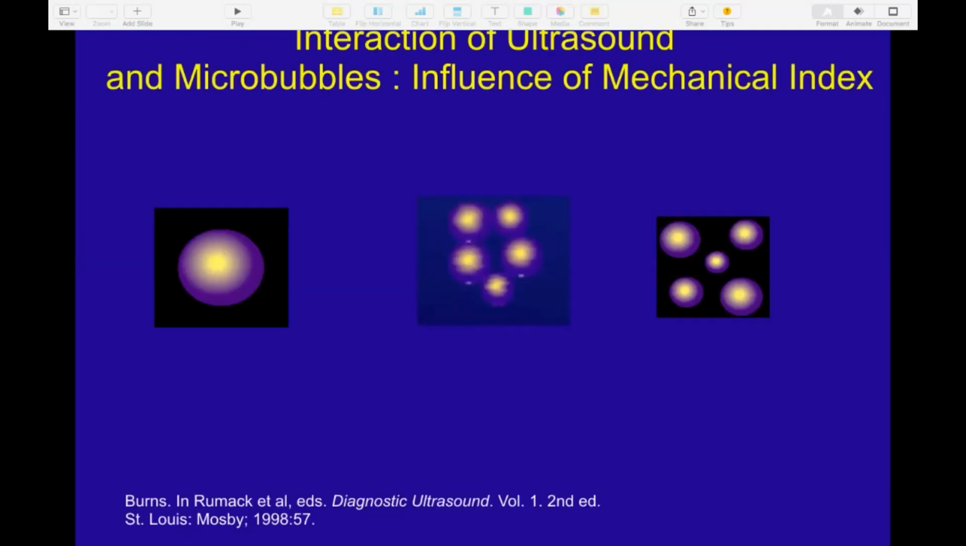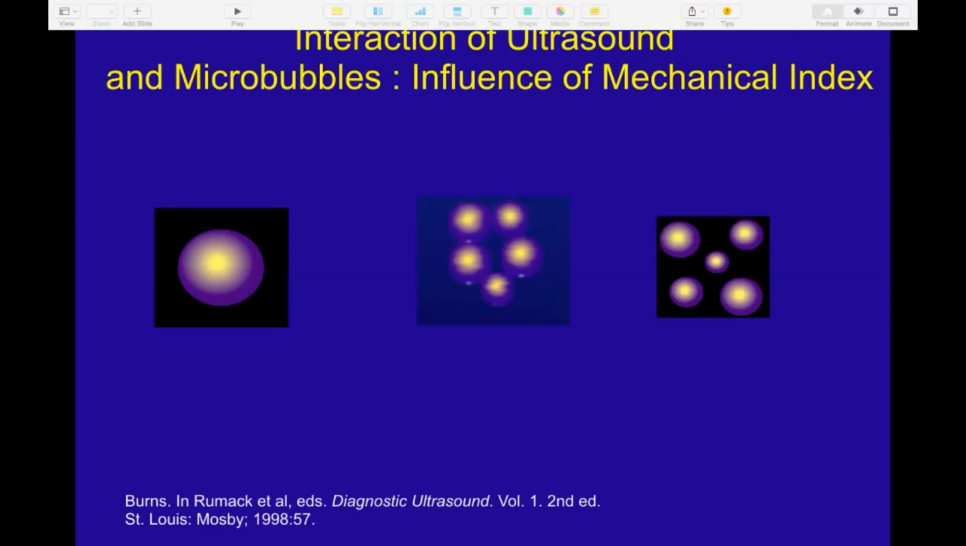So now, once we know that the gas as well as the shell makes a difference in imaging this, how do these bubbles interact with the ultrasound machine? And then comes the concept of the mechanical index, or the acoustic power, of the ultrasound machine.